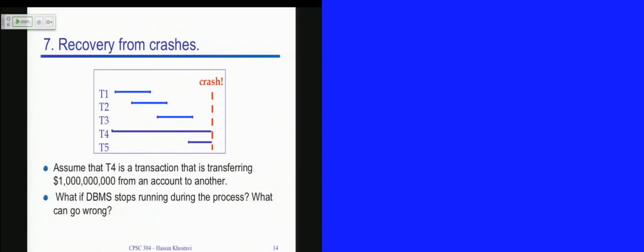Mike? I'm thinking that if you had a function where one account is depleted of $1 billion, and before the transfer is completed, the $1 billion would vanish entirely.